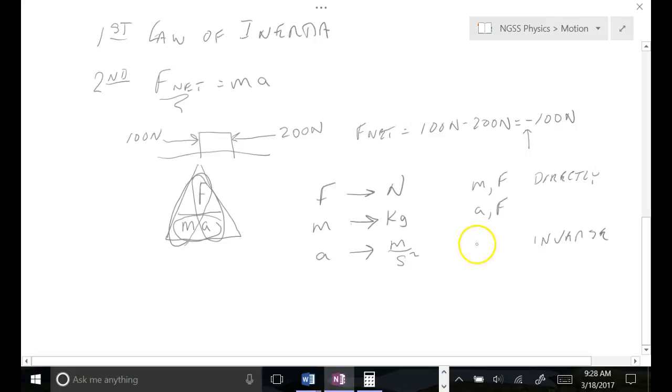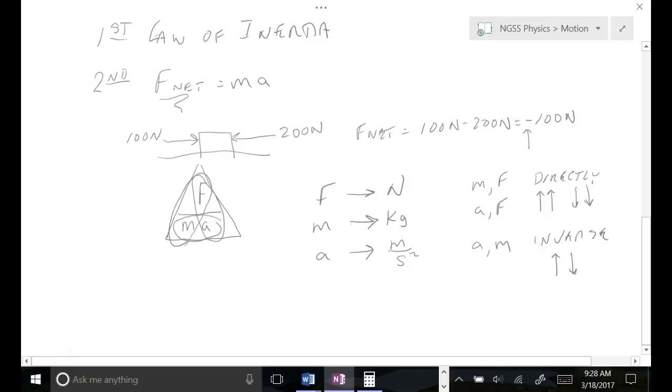We have an inverse relationship between acceleration and mass. So if I keep the force constant and I increase the mass, I will have less acceleration for the object. If I decrease the mass, I will have more acceleration for the object. They change in opposite directions. Okay, so here if one variable increases, the other one decreases. Here if one increases, the other one increases, and also if one decreases, the other decreases.